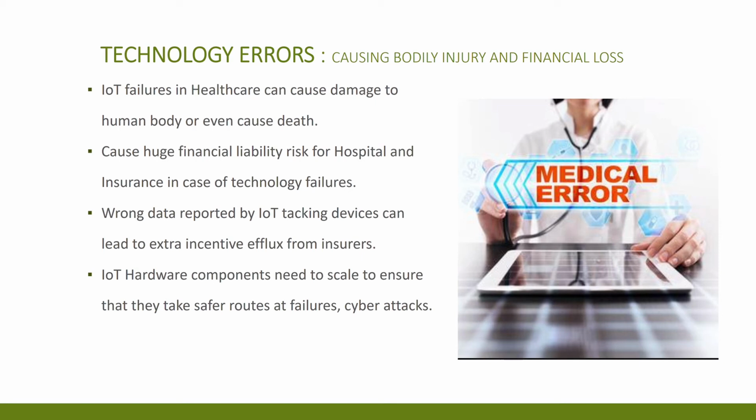On less serious matters, say an insurer gave you a tracking device to give you incentives and discounts if your health or activity is showing improvement. If wrong data is reported, then the insurer will give you more incentive, which is a financial loss for the insurer. Also, the IoT hardware components are very important. When there is a technology error, the hardware component needs to ensure that it takes a safer route in case of confusions, failures and cyber attacks, and does not harm the human body in any case.